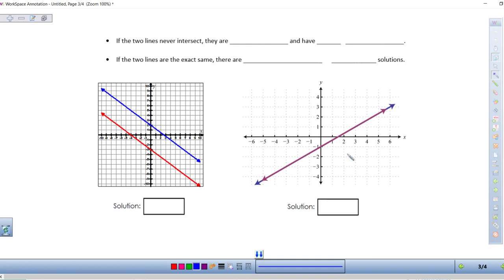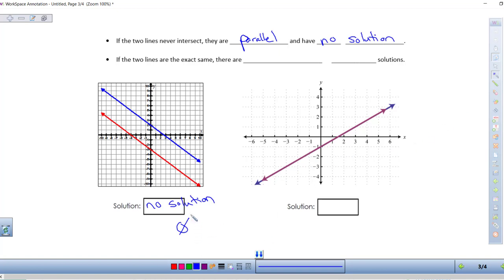There are always some special cases. If two lines never intersect, we've talked about this before, we call those parallel. And they have no solution, because the solution is where the lines intersect. If the lines never intersect, they can't have a solution. So that would be an example like this one over here. I see this red line and this blue line. They are parallel, they're never touching, so this has no solution. You can also write it with a 0 and a line through it.